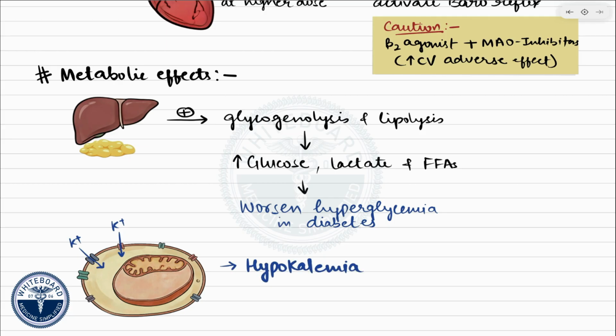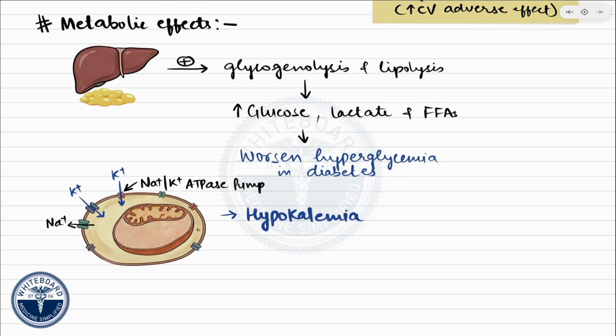This occurs because beta-2 receptor stimulation activates the sodium-potassium ATPase pump in skeletal muscle and other tissues. The pump transports potassium into the cells while moving sodium out. So although the total amount of potassium in the body remains the same, the potassium level in the blood decreases. Why is this clinically important? Potassium plays a crucial role in maintaining the normal electrical activity of the heart. When the serum potassium level falls, the heart becomes more electrically unstable, increasing the risk of cardiac arrhythmias.